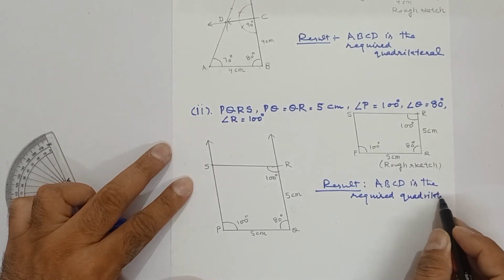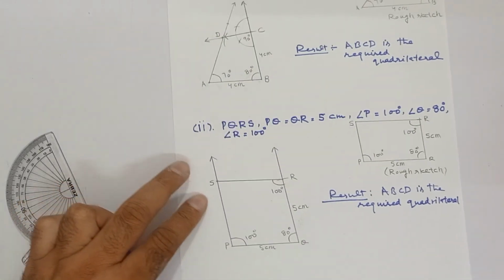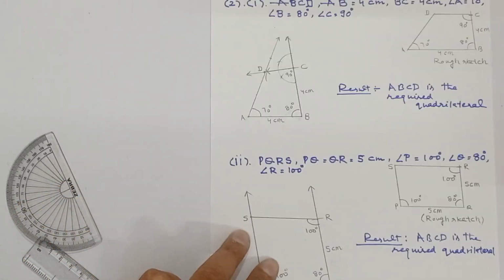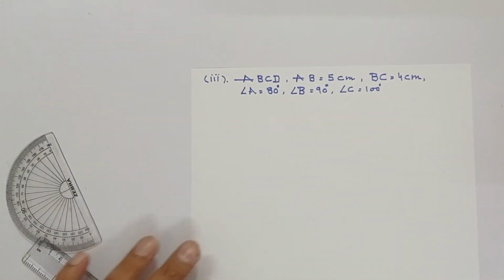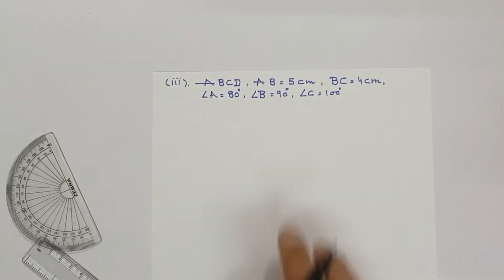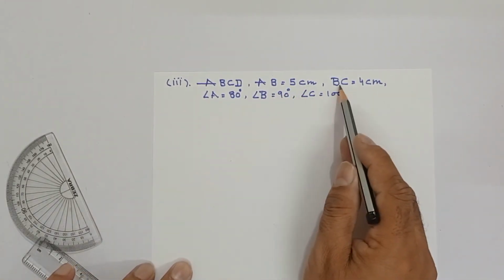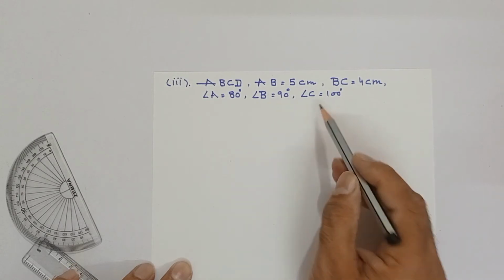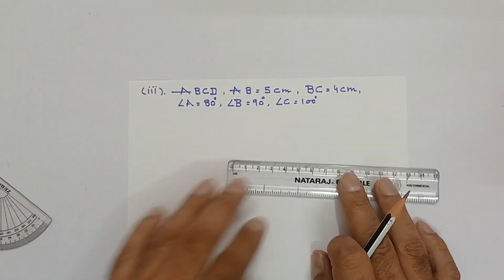Now after this second part, I am going to do the third part of the question number 2. So see third part. ABCD is to be constructed. Here side AB is given 5 centimeter, BC is given 4 centimeter. If I take base AB, I have A and B angle. If I take base BC, I have B and C angles. So I am drawing the rough sketch of the same.